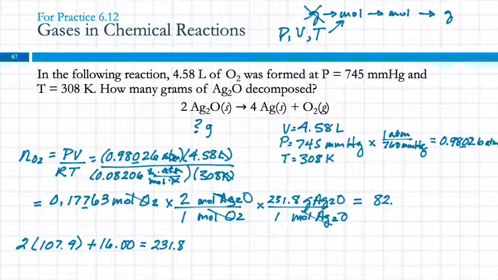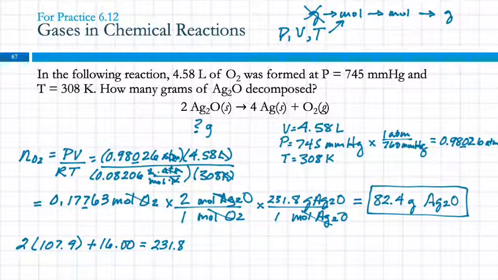So 82.35, which would round up to 4. Anybody else get that? So it would take that many grams of the silver oxide. Any questions?